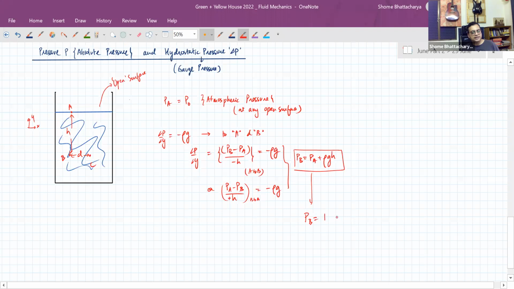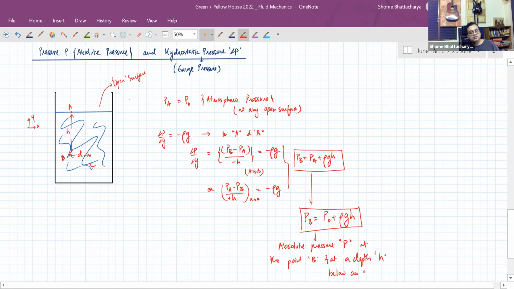It will be the pressure at the open surface plus rho GH. So this is the general formula for absolute pressure P at the point B, which is at a depth of H below an open surface. If we don't have an open surface, then also we'll discuss how to calculate the pressure. But this is the most standard kind of situation.